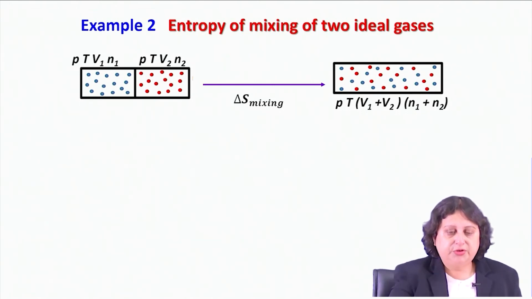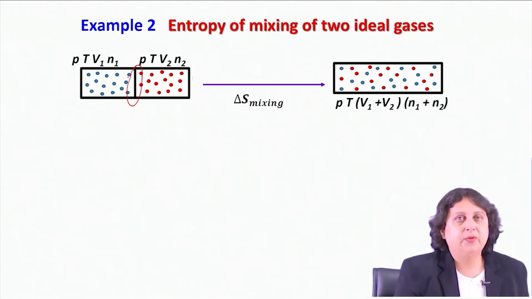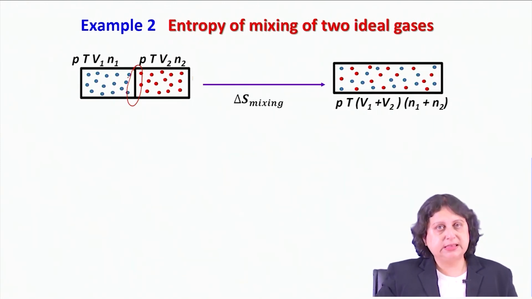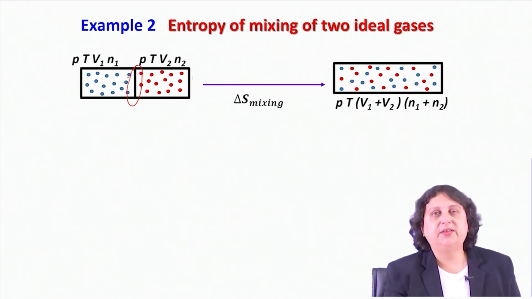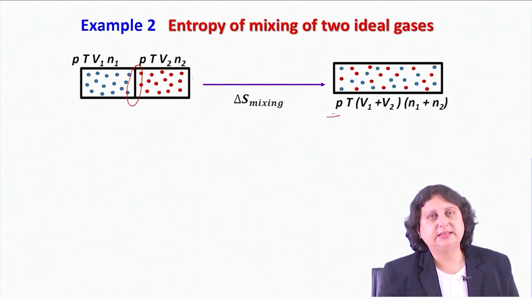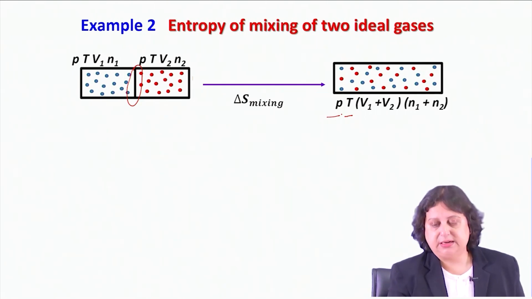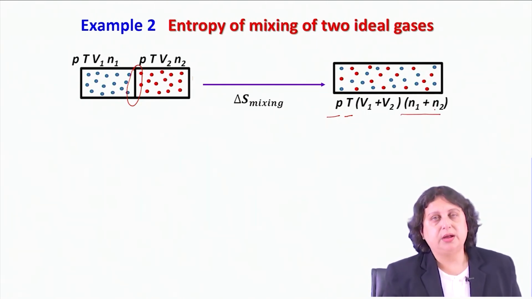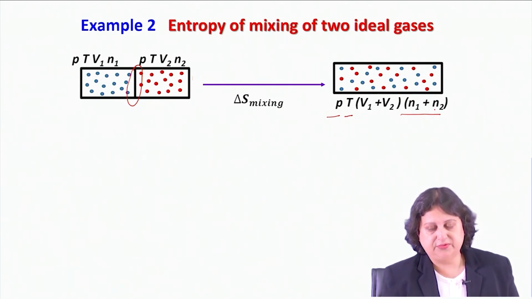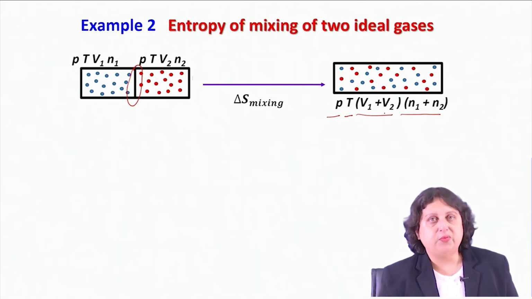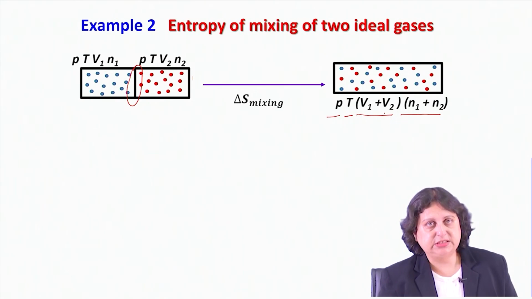And if I now withdraw the separator between them without changing the total temperature, then what I will find is that they will spontaneously mix, and I can adjust the final equilibrium condition such that in the final equilibrium state they are present at the same pressure P, same temperature T, but now my system contains N1 plus N2 number of molecules of the two gases and the volume occupied by my system is V1 plus V2. So this is an irreversible process.